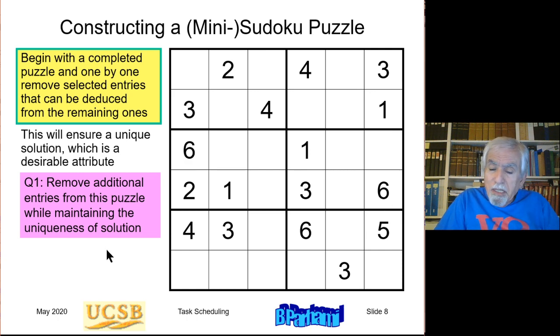So your first assignment, question 1, is remove additional entries from this puzzle and making sure that you maintain the uniqueness of the solution.